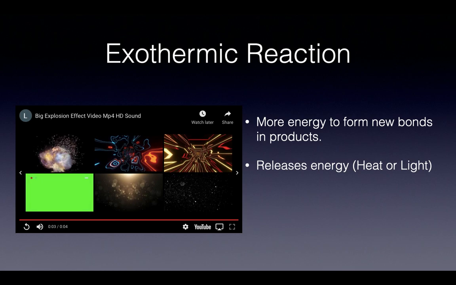And just like matter, energy can't be created nor destroyed, so it has to go somewhere. It comes in the form of heat or in the form of light. And so it releases that energy back out into the environment, like that firework or that explosion we just saw. The new bonds that were created then let go of the excess energy that they did not need anymore, and it became light or firework.